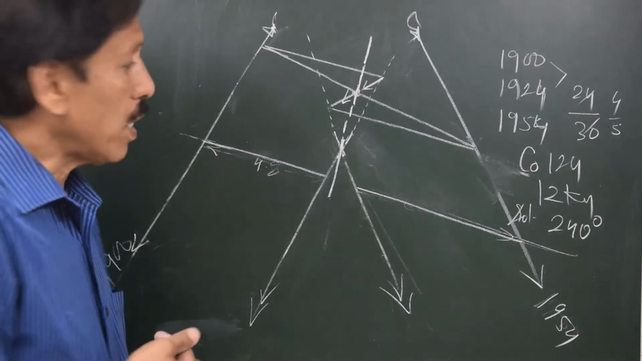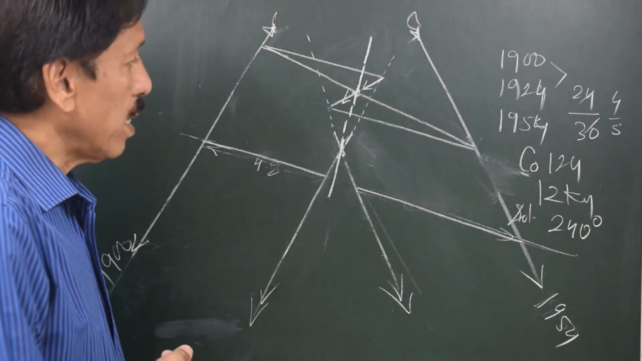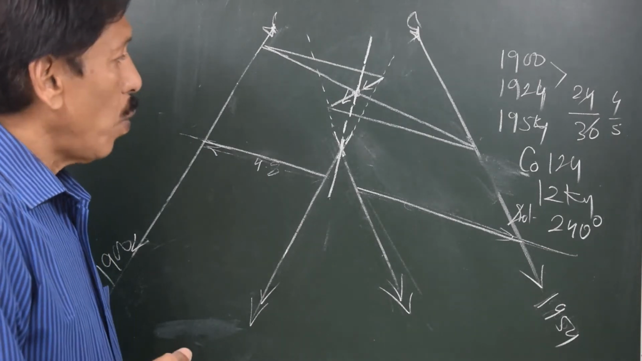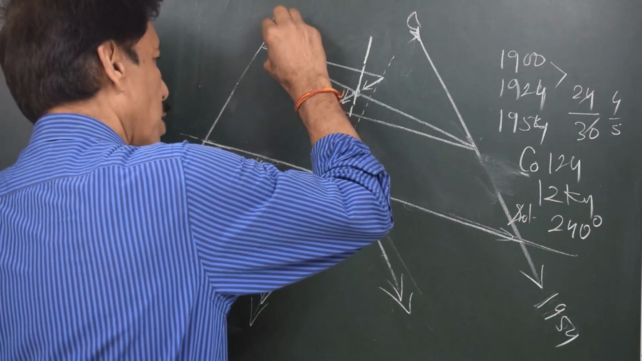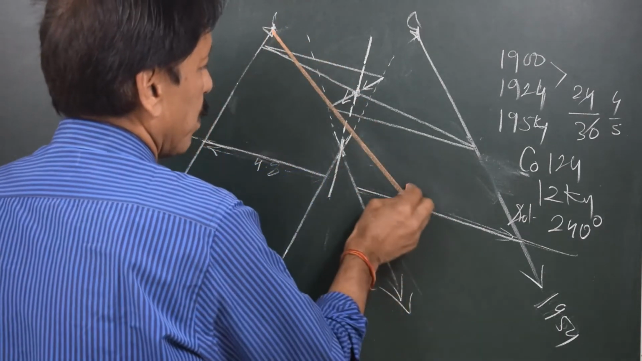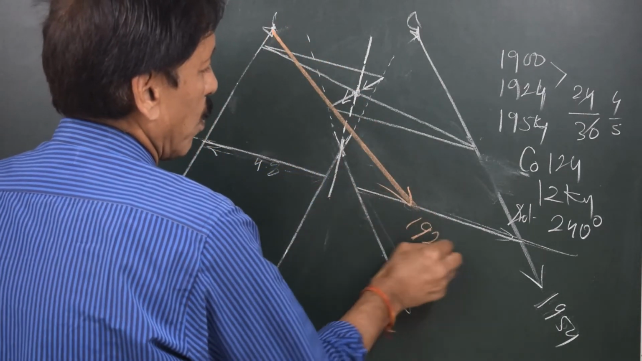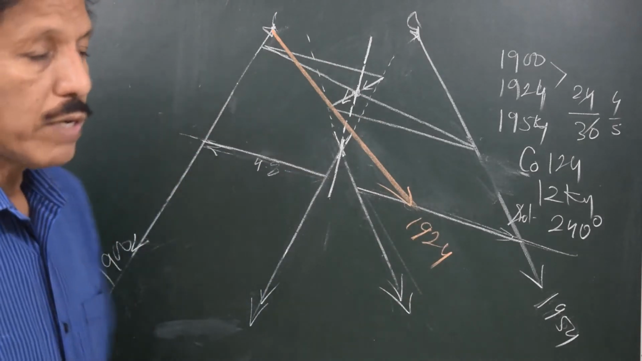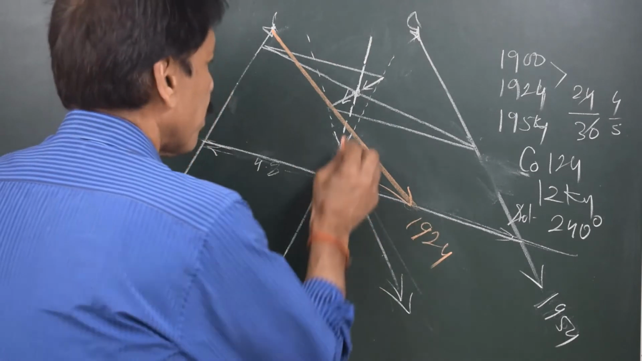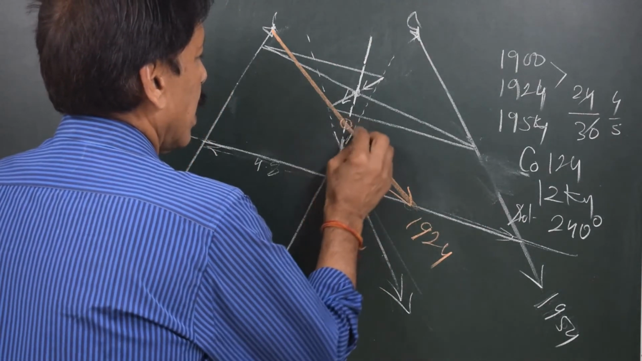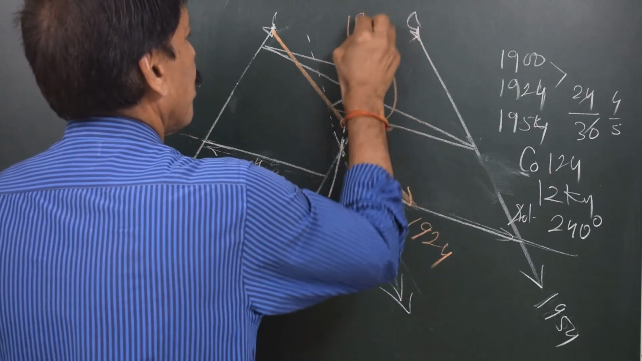Now I have not plotted the 1924 bearing, which is the intermediate bearing. Wherever the 1924 bearing, say for example, if this was the 1924 bearing, wherever this 1924 bearing meets the ratio line, that should be the fix. So this is the fix at 1924.